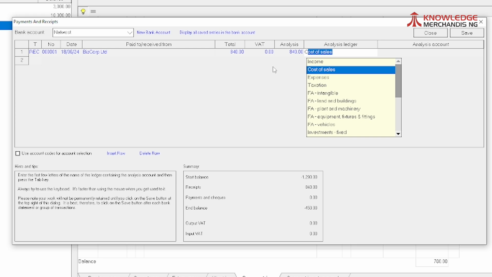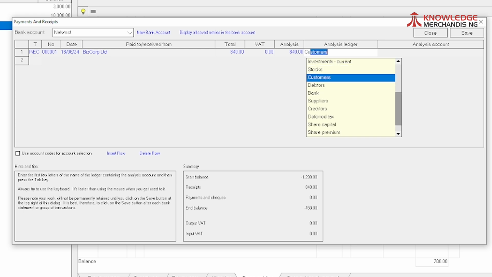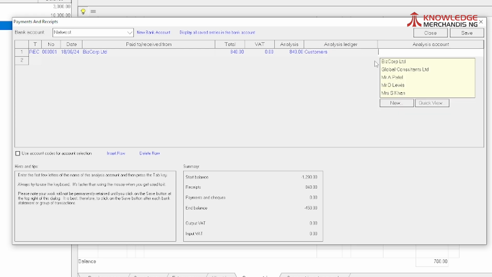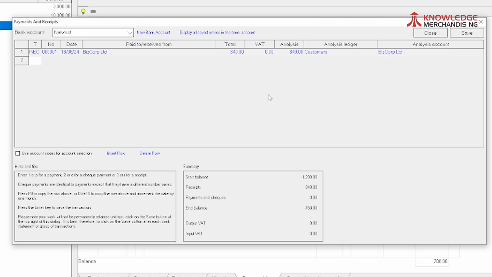Select customer, and it is from Biscorp. Right, payment received. Save it.